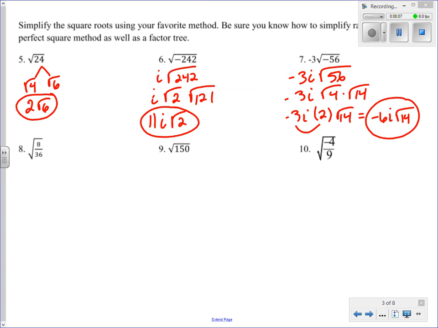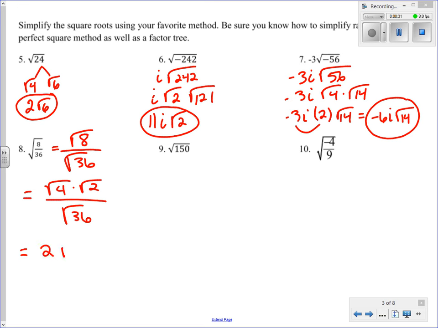Number 8 is a fraction, and I don't want these to intimidate you too much. Just break up your square root, okay? Think of the top and the bottom as separate. So if we break up just radical 8, we're just focusing on radical 8. Radical 8 can be broken up into radical 4 and radical 2. We'll keep the radical 36 on the bottom because that's a perfect square. Radical 4 is 2. Keep our radical 2, can't break that up, and we have 6 on the bottom.